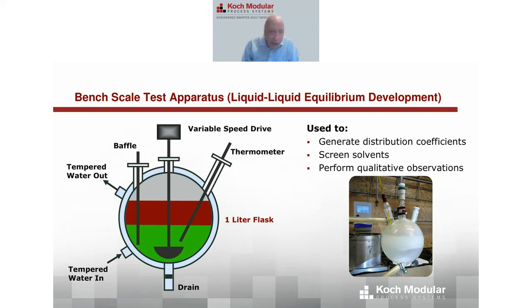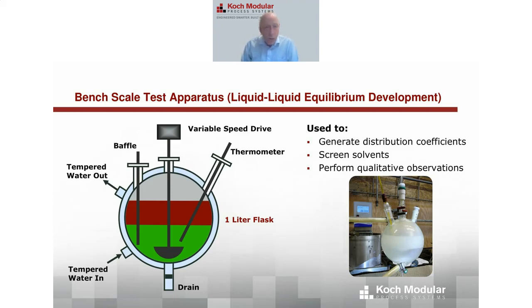You take the raffinate now and put it back in as the feed, add fresh solvent, mix it up again, separate it again, and analyze it again. So we like to do that at least 4 to 6 times to get from the feed concentration to the raffinate concentration that you're looking for.